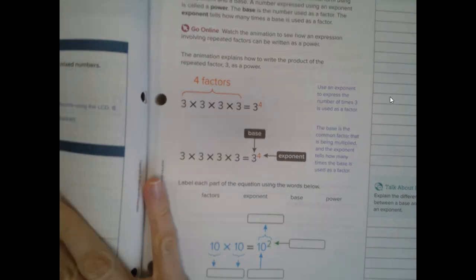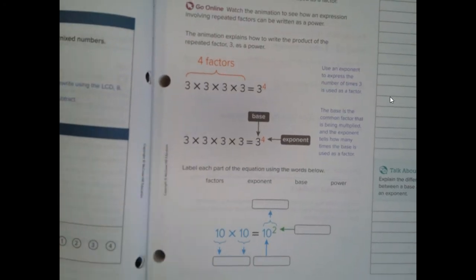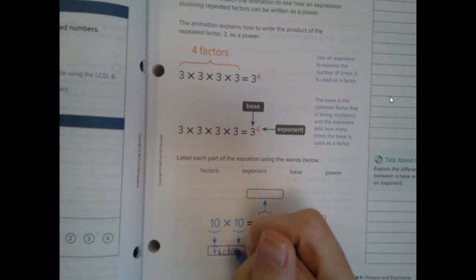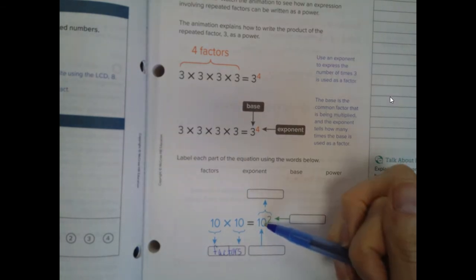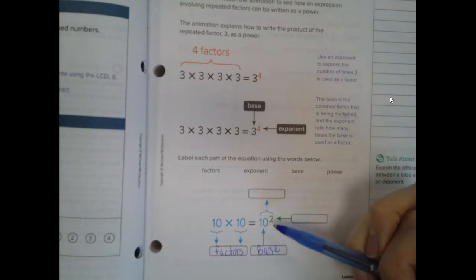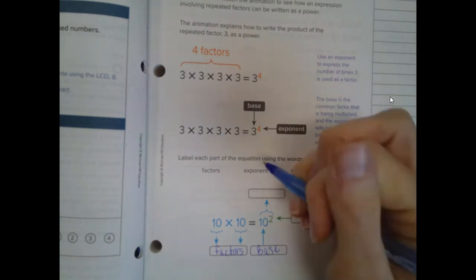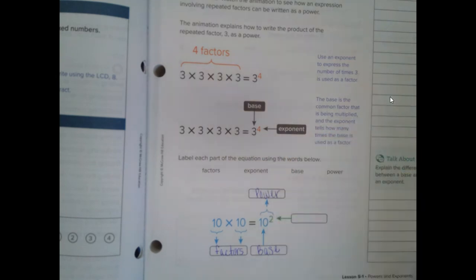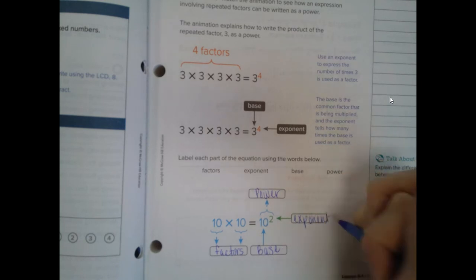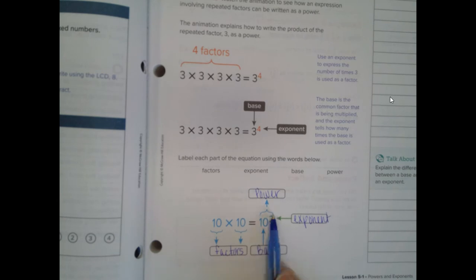So down here it says label each part of the equation using the words below. When I look at this, I see the number 10 2 times, so that is going to be my factors. The 10s are our factors. The number 10 is our base. When I read this, I say 10 to the 2nd power. And that 2 is called an exponent. So what that means is when I have 10 to the 2nd power, I'm taking the number 10 and multiplying by itself 2 times.